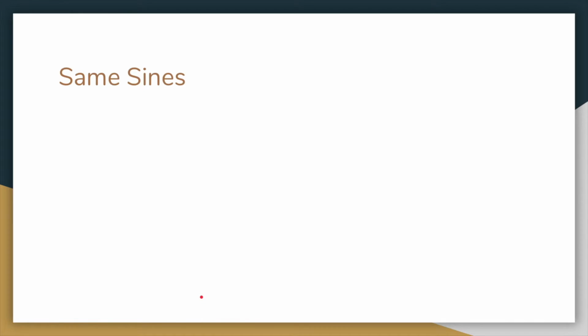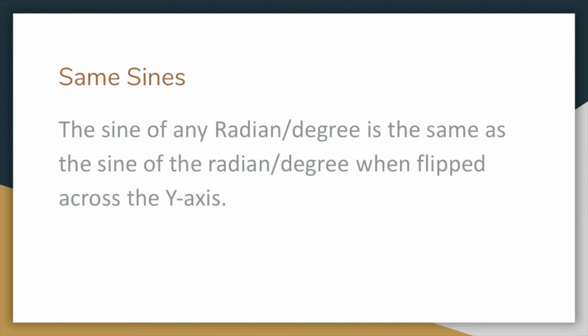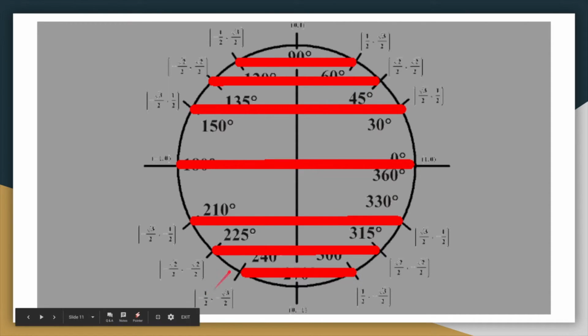Similarly, another pattern that we should look for is same signs. This means that the sine of any radian or degree is the same as the sine of the radian or degree when flipped across the y-axis. It's almost the same as the corresponding cosine pattern, except instead of flipping over the x-axis, it's now the y-axis. Here's a picture so that you can visualize it better. If we look at the sine of 150 degrees, it is 1/2, right here. And if we go across the y-axis to 30 degrees, the sine value is 1/2 again.